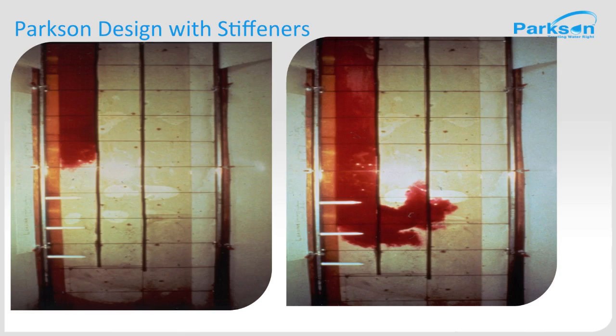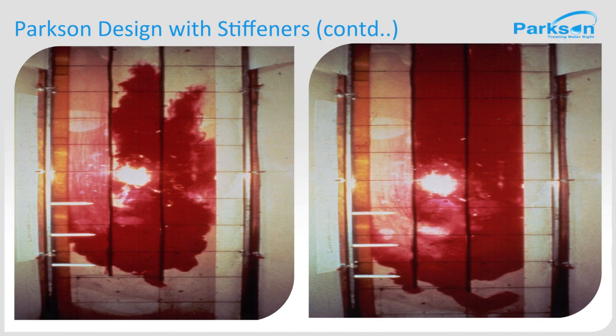This is the Parkson design with stiffeners. We introduce this dye through the plates, and these are the stiffeners, and you can actually see how the dye enters the plates. In the second picture, you can see that the dye has been applied onto the entire surface area of the plate. That means it distributes uniformly throughout the plate. The light that you're looking at in the middle is just a flash of a camera.